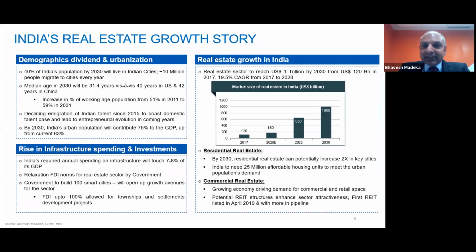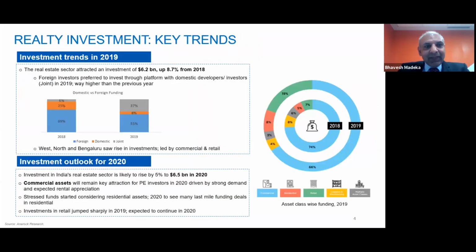In light of this, further to add to the impetus of commercial real estate was the REIT structure, which some of you would be completely aware of. In most of the advanced countries, a REIT structure is an institutionalized holding structure, with a lot of corporate governance, for commercial real estate. The investments which India received in 2019 were to the tune of $6.2 billion.